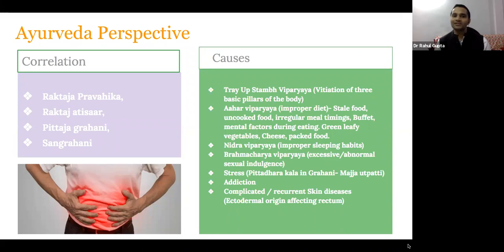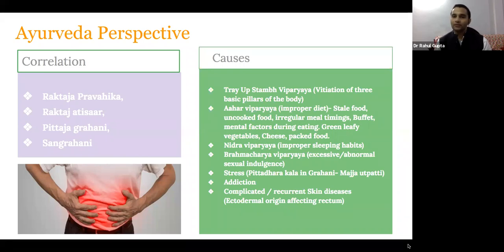Rakta Pravahika means that the patient is having bloody stools with uneasiness. Raktaj Atisar means bloody diarrhea. Pittaj Grahini can be correlated with IBS, and Sangrahini is the chronic form of IBS. So these four diseases can be correlated with ulcerative colitis in Ayurveda.